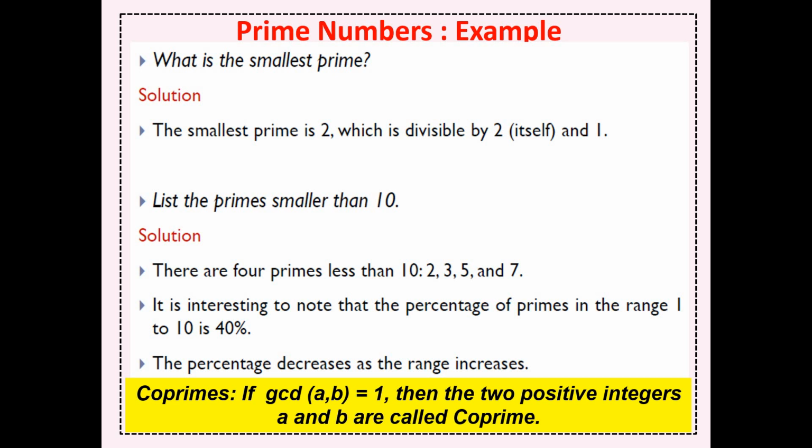What is the smallest prime number? The smallest prime is 2, which is divisible by 2 and by 1. And if you consider the list of primes smaller than 10, what is happening here?